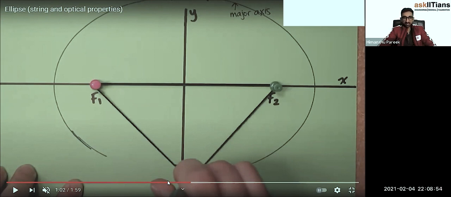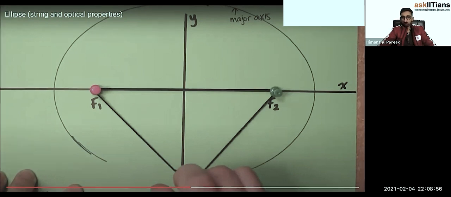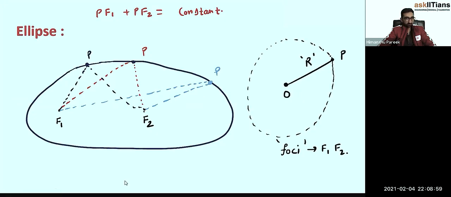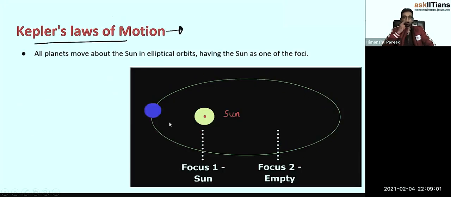Kepler said that all these planets also move in this kind of path only, around the sun. So that's Kepler's first law of motion: all the planets move around the sun in elliptical orbits, having the sun at one of the foci. If you consider that as the Earth, then the Earth is going around the sun. At focus one we have the sun, and focus two is empty, nothing is there.